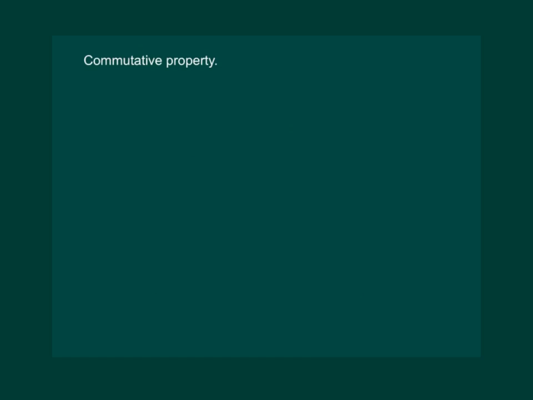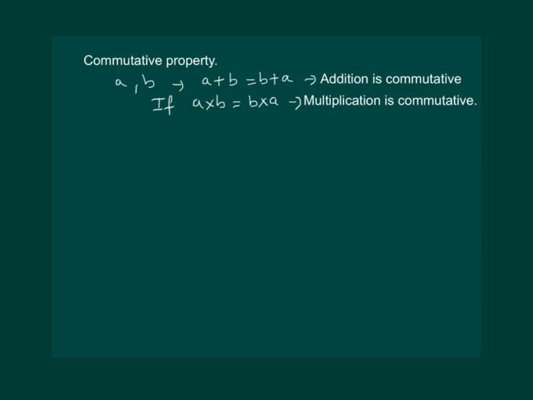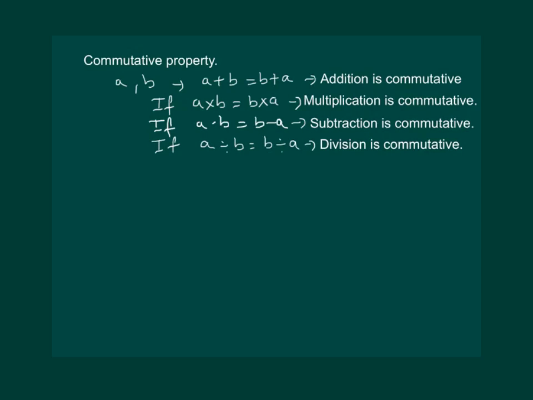Hence in general, if A and B are two numbers and A plus B is equal to B plus A, then addition is commutative. If A into B is equal to B into A, then multiplication is commutative. If A minus B is equal to B minus A, then subtraction is commutative. And if A divided by B is equal to B divided by A, then we can say that division is commutative.